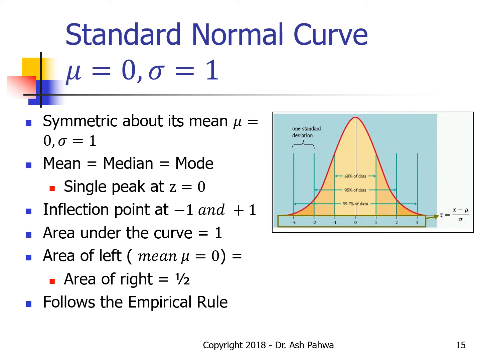And it follows the empirical rule, which states that 68% of the data is going to fall within one standard deviation. Since our standard deviation is 1, 68% of the data is going to fall from minus 1 to plus 1. 95% will range from minus 2 to plus 2, and 99.7% will range from minus 3 to plus 3 values.